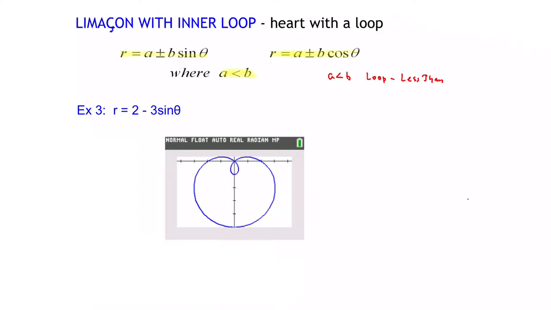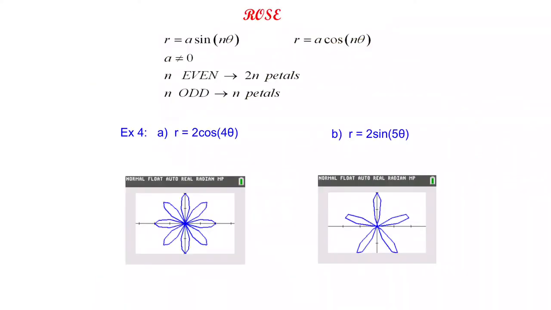Alright, so we have r is equal to 2 minus 3 sine of alpha. a is less than b, so it should have a loop centered at the pole, which it does, you can see right there. And so this is a limaçon with an inner loop. The next polar graph that we will look at is called a rose.